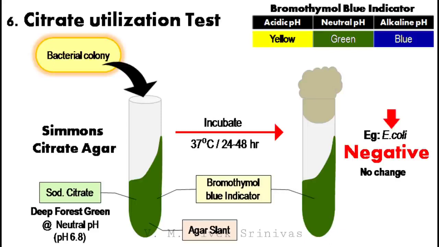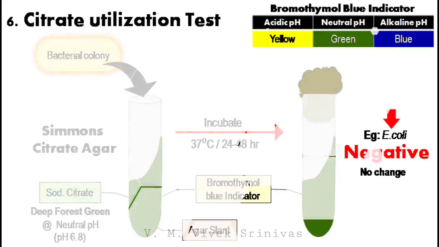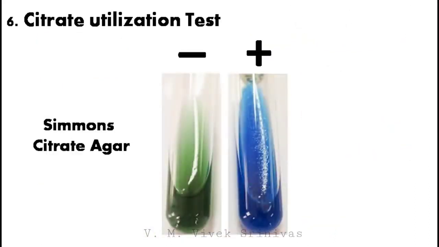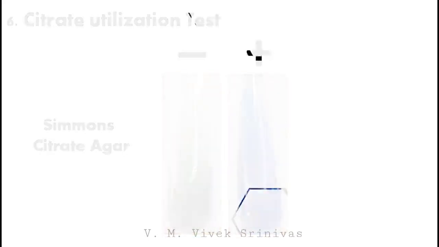coli bacterial organism. This is the procedure for the citrate utilization test. This is the photograph showing the positive and the negative test result of the citrate utilization test.